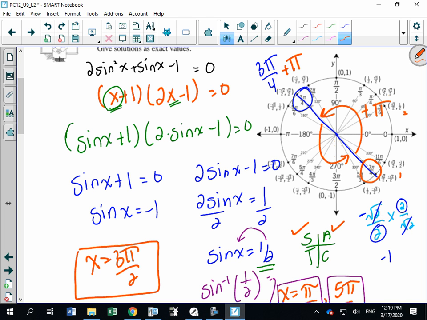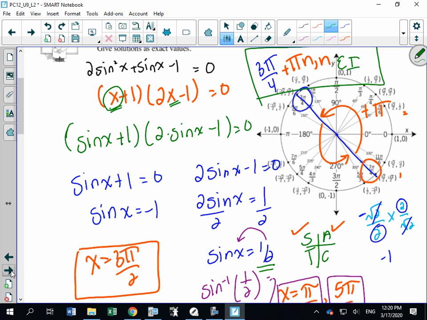So the general solution is your smallest angle in standard position, which is 3 pi over 4, plus pi n, and n belongs to the set of integers. Okay, and that's how you would give your general solution for 3 pi over 4 and 7 pi over 4.